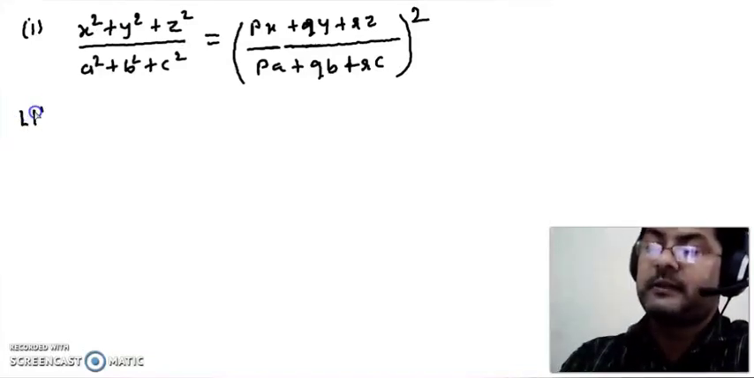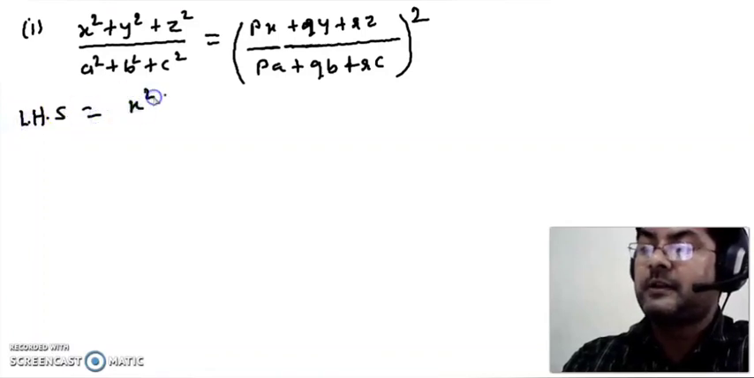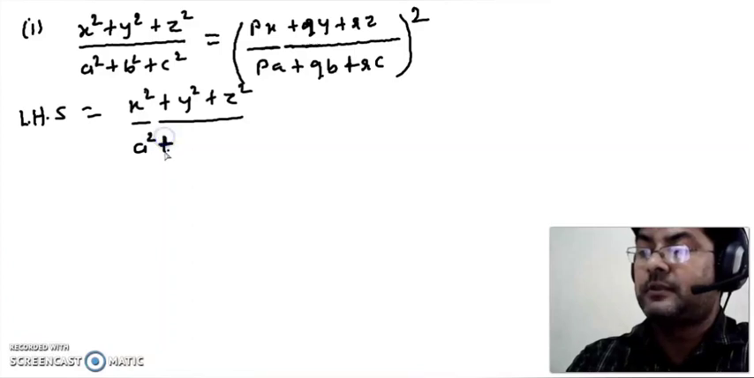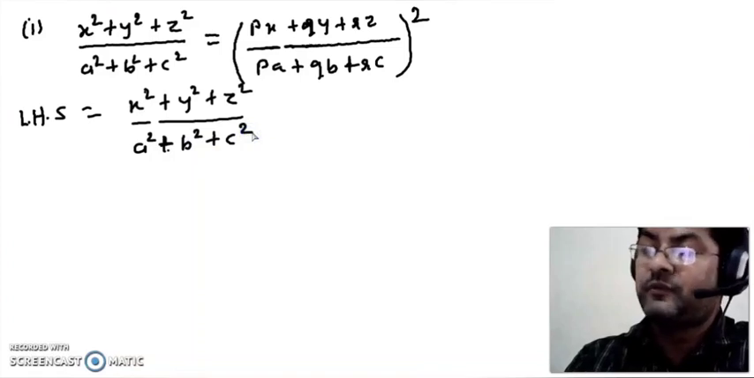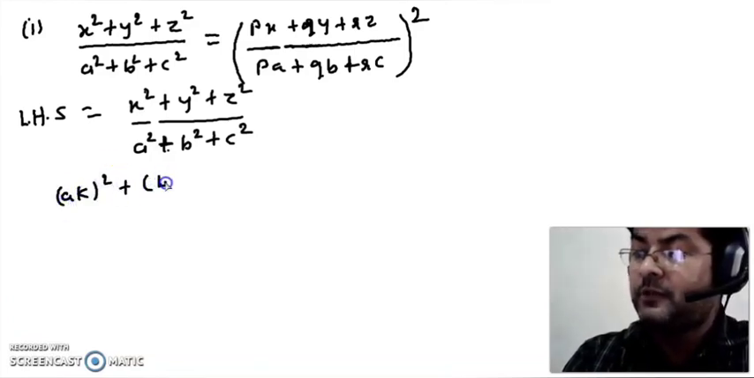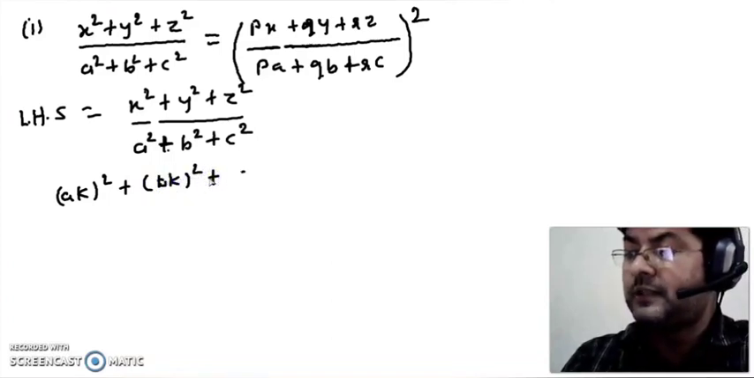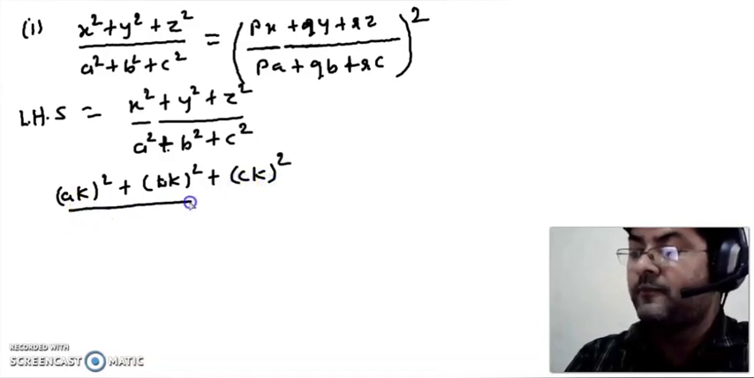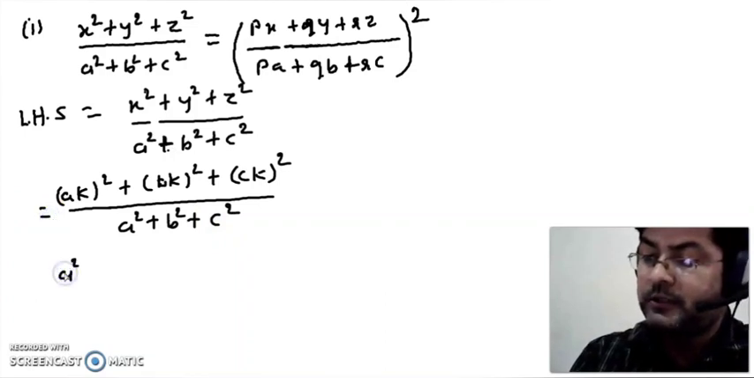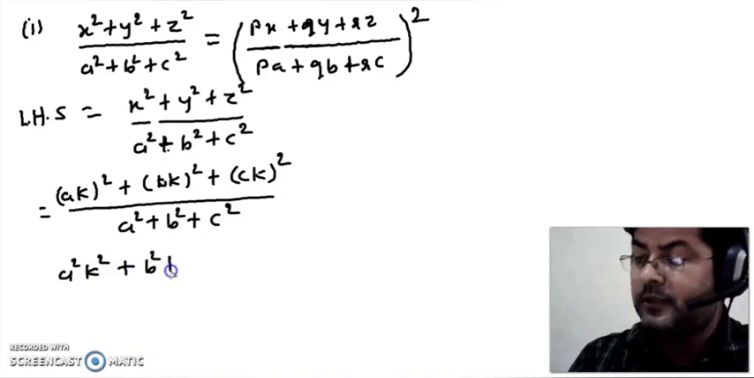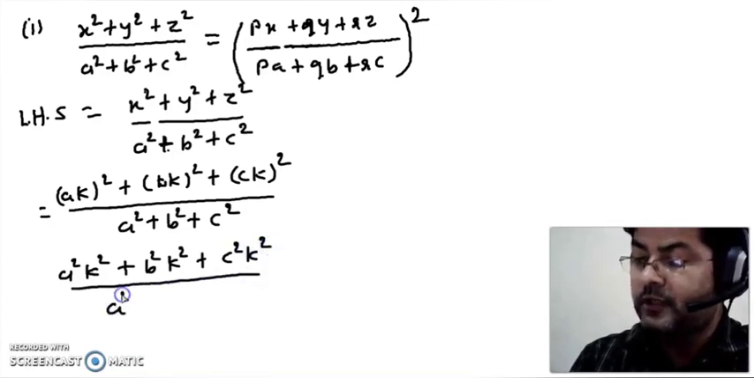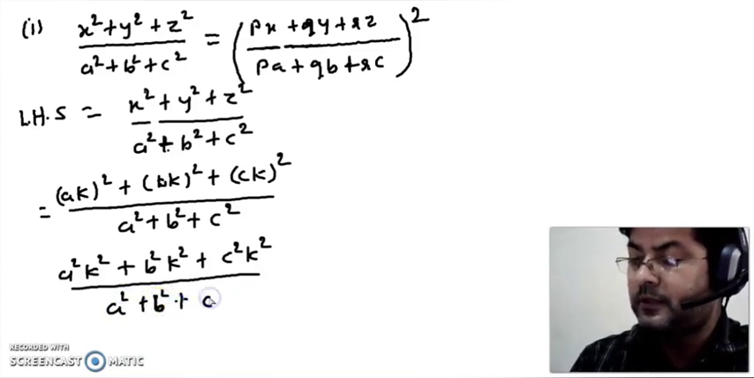Clear? So let us take the left hand side, LHS. LHS is x square plus y square plus z square upon a square plus b square plus c square. Value of x, we know that value of x is ak, so we have a into k the whole square. For y we have bk, so b into k the whole square, and value of z is ck, so c into k the whole square upon a square plus b square plus c square. Okay, numerator is a square k square plus b square k square plus c square k square upon a square plus b square plus c square.